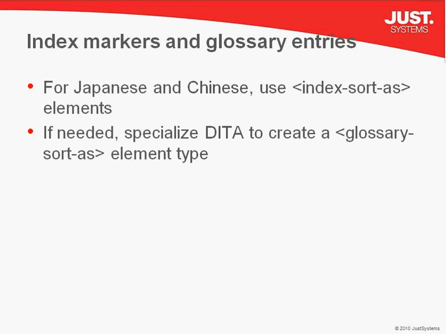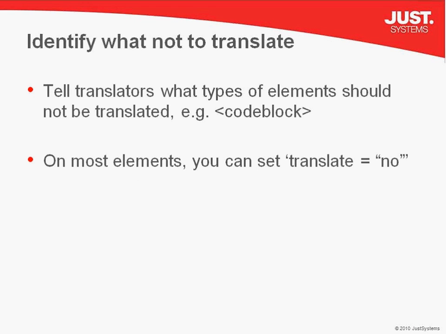I would like to talk a bit about index markers and glossary entries. One of the things that changes between languages is how things are sorted. One of the things that's challenging about Asian languages is that there isn't necessarily a method of sorting things that's as obvious as sorting an alphabet-based language. So for Japanese and Chinese, you need to use a particular element in DITA to indicate how things are going to be sorted if you've got index markers. If you've got glossary entries in DITA and you need to sort those as well, you may actually need to create a new element type to indicate how things should be sorted.